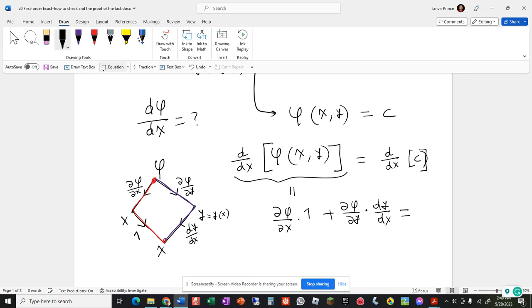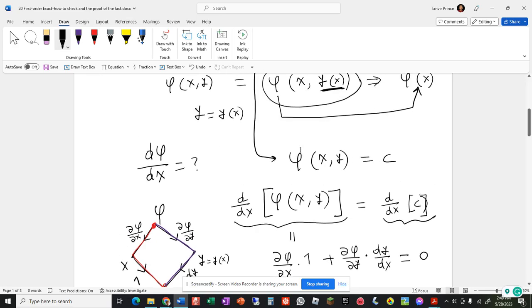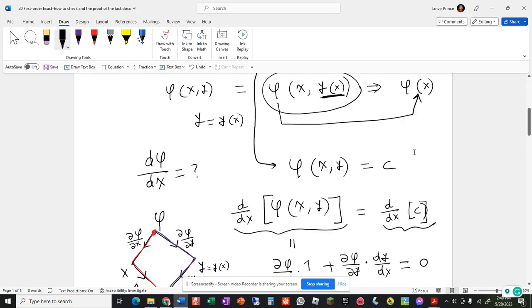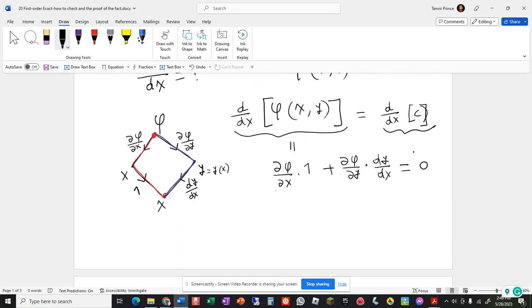And that's supposed to be equal to this one, which is 0. The derivative of c is 0. That's a constant. Now remember, my phi is not any phi. Phi satisfies this equation. The partial of phi with respect to x is m, and the partial of phi with respect to y is n. So let's substitute that here. So this one, the partial of phi with respect to x, that's m, plus this one is n, and my dy dx is exactly y prime equal to 0.